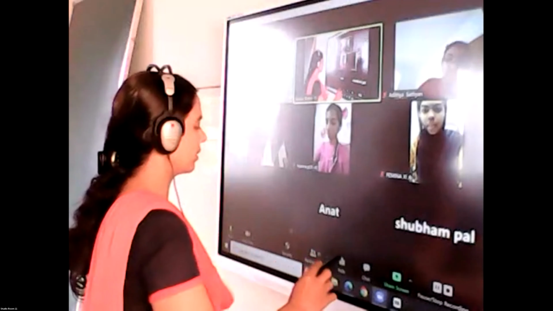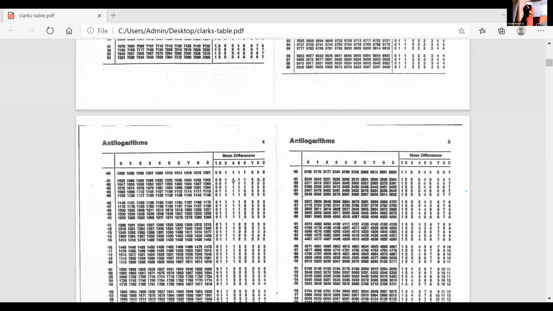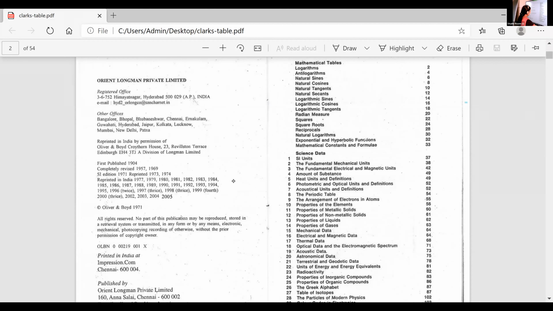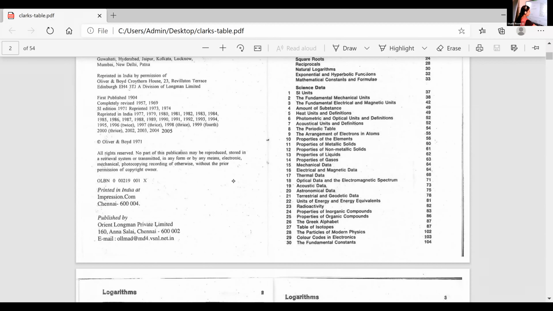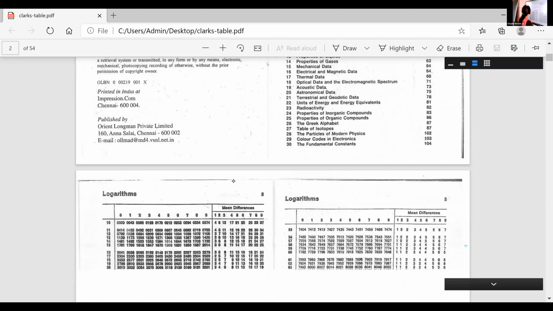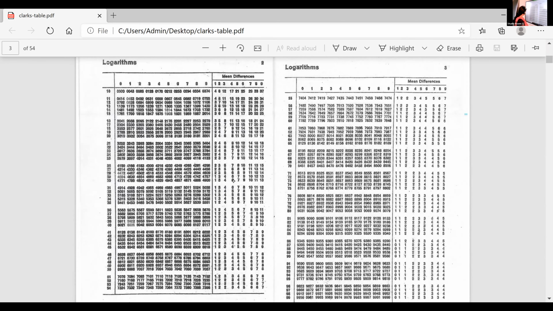So we have to use the log table. Log 9 will not be available directly. When you look at the log table, it starts from 10. Logarithm starts from 1, 0. So for 9 you have to go for 90. What is the log value of 90? Look at the table and tell me.